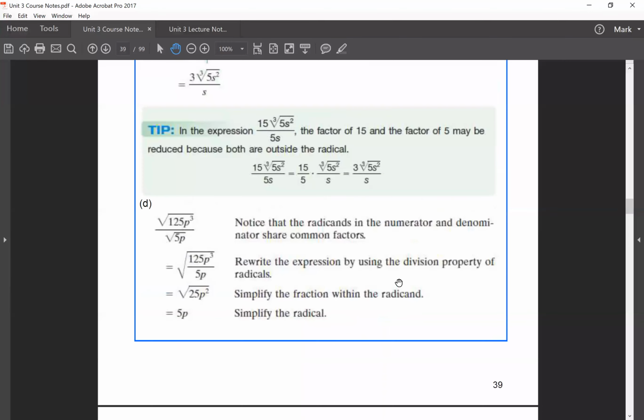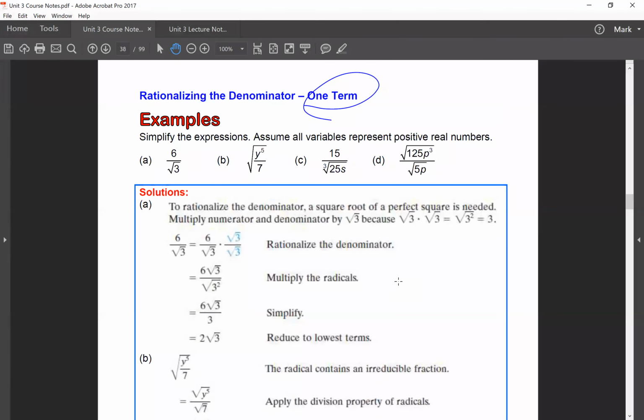Yeah, tomorrow. So how do you do this? Well, what we're going to do to remove the radical from the denominator is multiply the equations by that radical that is in the denominator. It says right here, to rationalize the denominator, a square root of a perfect square is needed. So in each of these cases, in A, B, C, and D, you're going to multiply them by themselves.